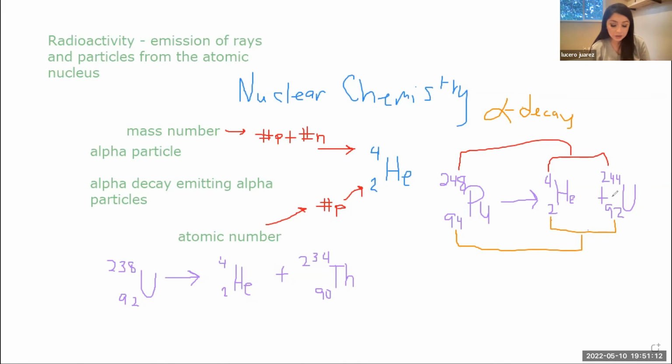So alpha decay is another word for alpha particle. Yes, alpha particle. Alpha decay means that you're emitting an alpha particle.